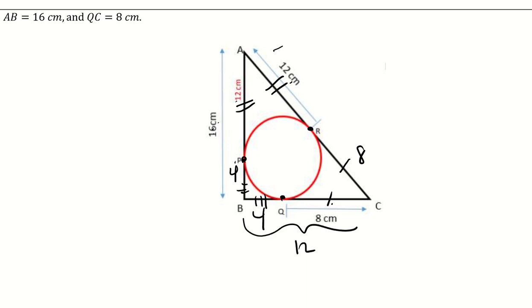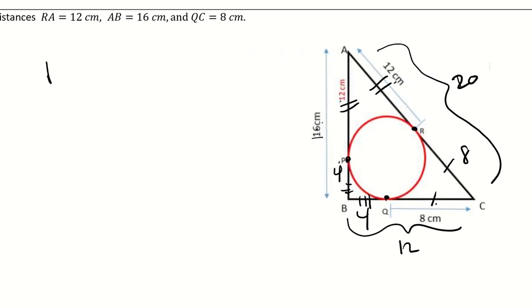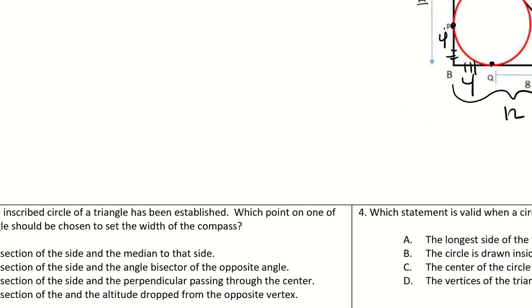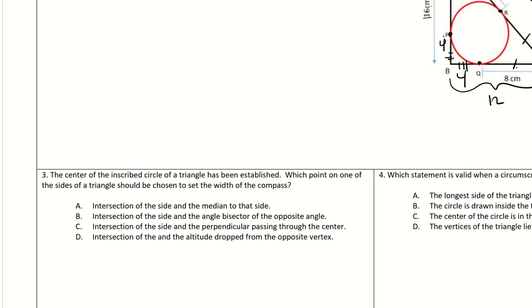Let's add up all the sides. That's 12, that's 20, and they already told us that that's 16. So then the perimeter is just the sum of those sides. So I got 28 plus 20, so the perimeter is 48 centimeters. All right, so pretty straightforward if you remember that rule.